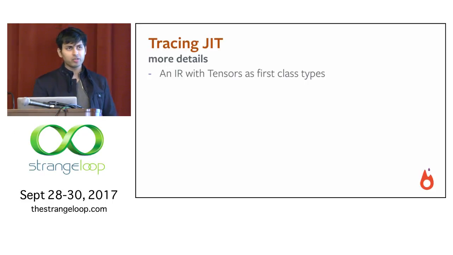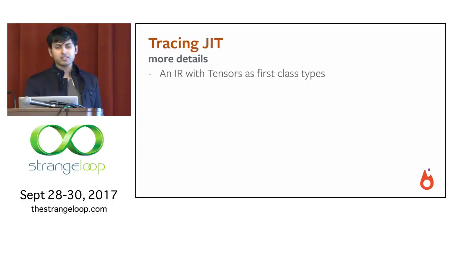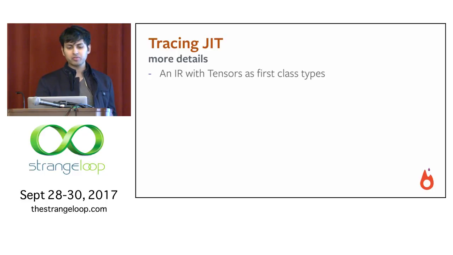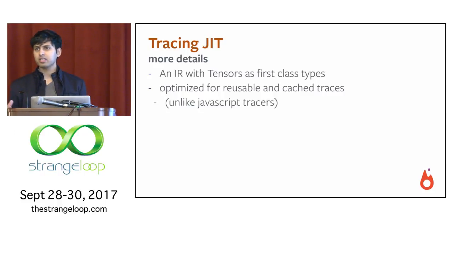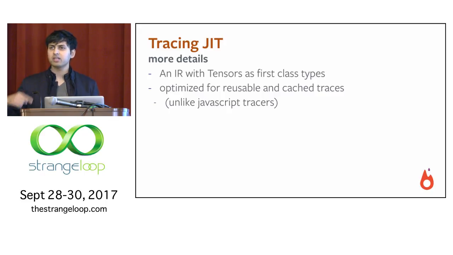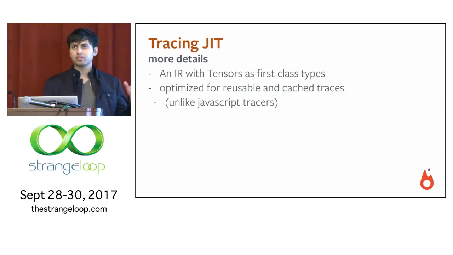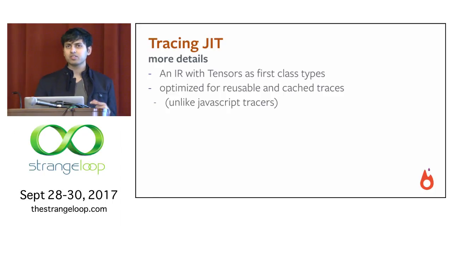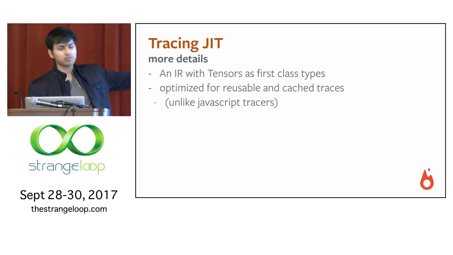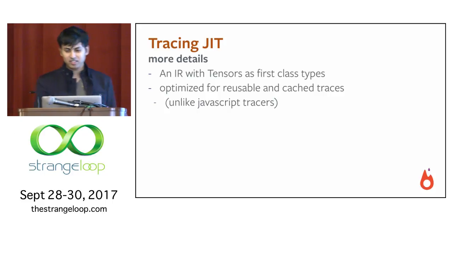And a little more detail about our JIT. It has an intermediate representation where tensors are first class types, and it is optimized for reusable and cached traces. That is, we expect our traces to be run again and again and again. Unlike, for example, a JavaScript tracer, which you write for very branchy code, and you don't really expect a lot of your traces to be executed millions of times, maybe hundreds of times or so. But I'm also not an expert in JavaScript tracers.